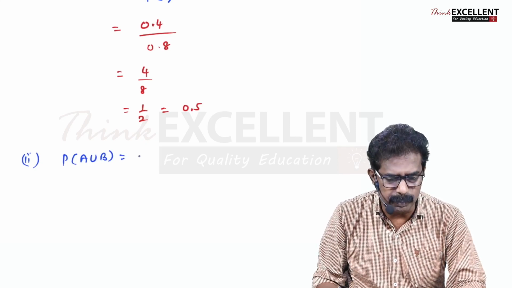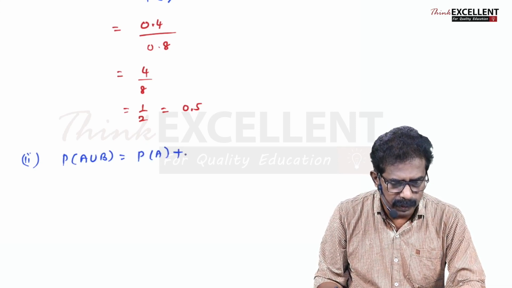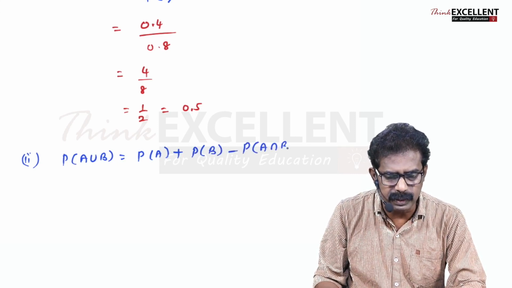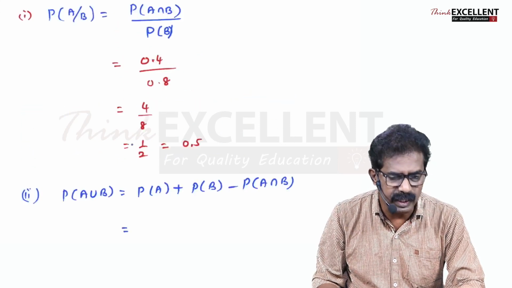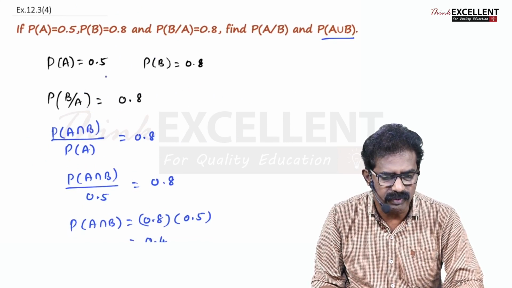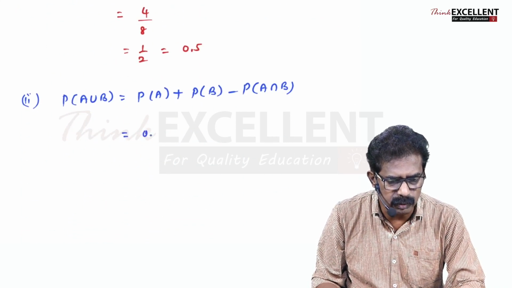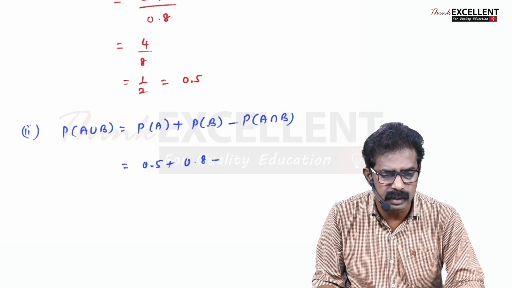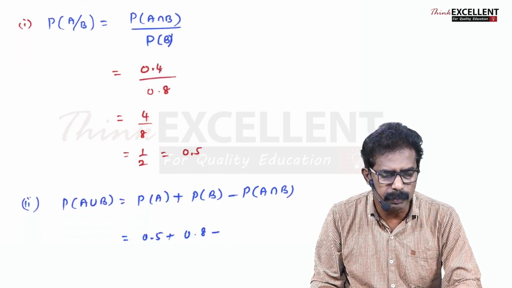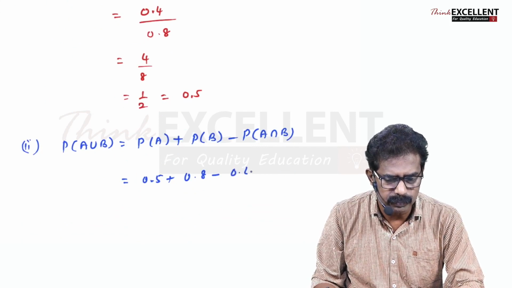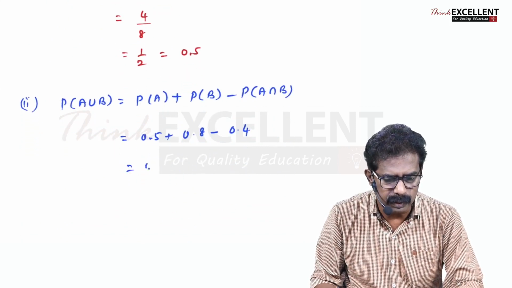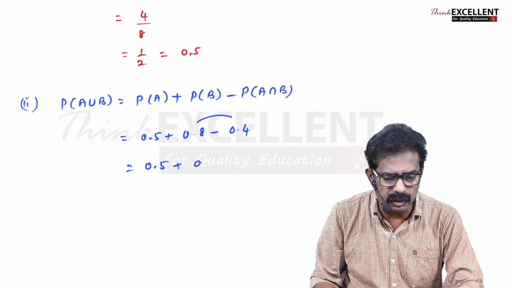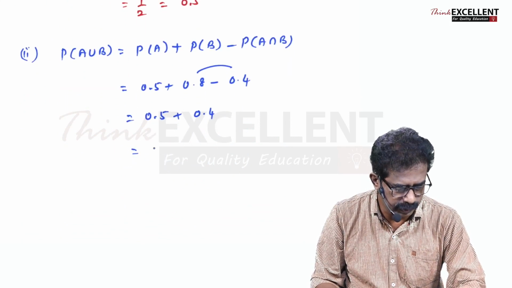Addition theorem on probability: P of A plus P of B minus P of A intersection B. So that is P of A 0.5 plus P of B 0.8 minus P of A intersection B 0.4. So 0.5 plus 0.8 minus 0.4, you simplify, you are getting 0.9.